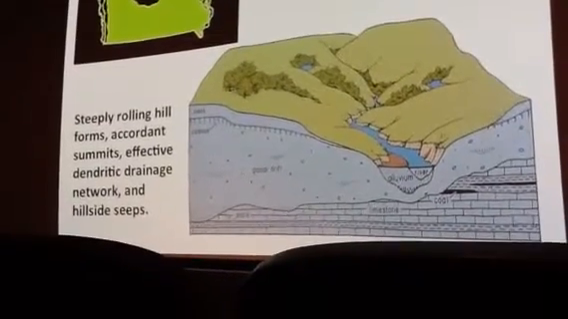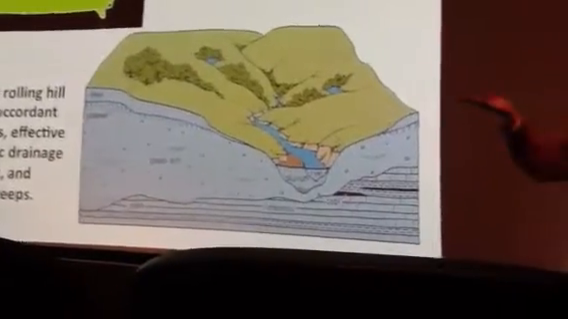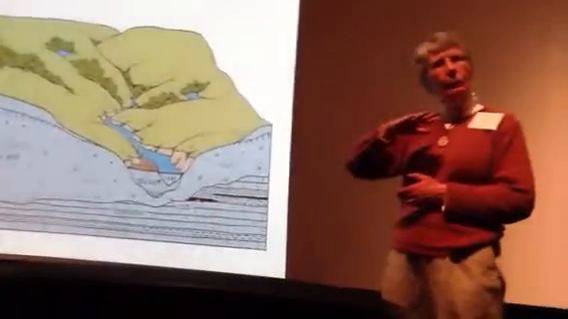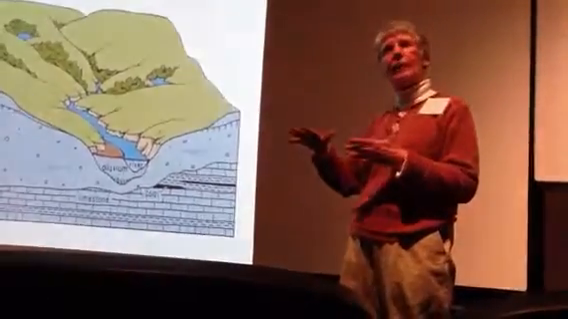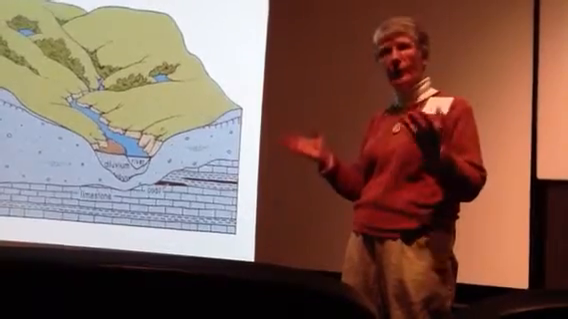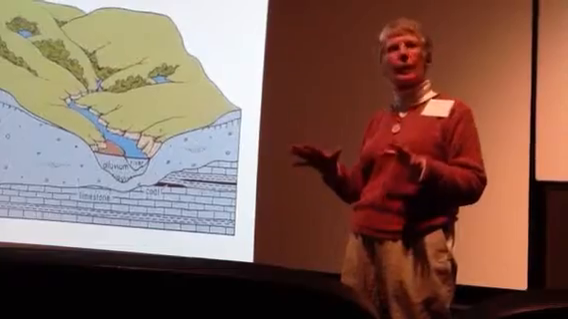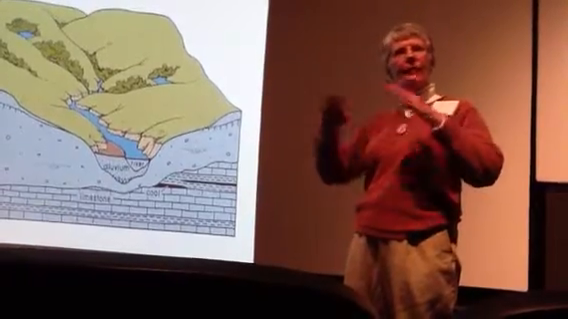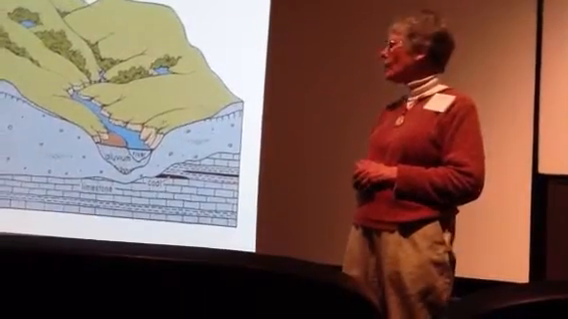So this is a landscape that, because the glacial till is so much older than the Des Moines Lobe tills, any remaining landscape features that resulted from glaciation have been removed by erosion. There are no more moraines, no more knobs, no more kettles, no more wetlands. It's a beautifully drained landscape. And the effect then is one of steeply rolling hill forms and accordant summits.